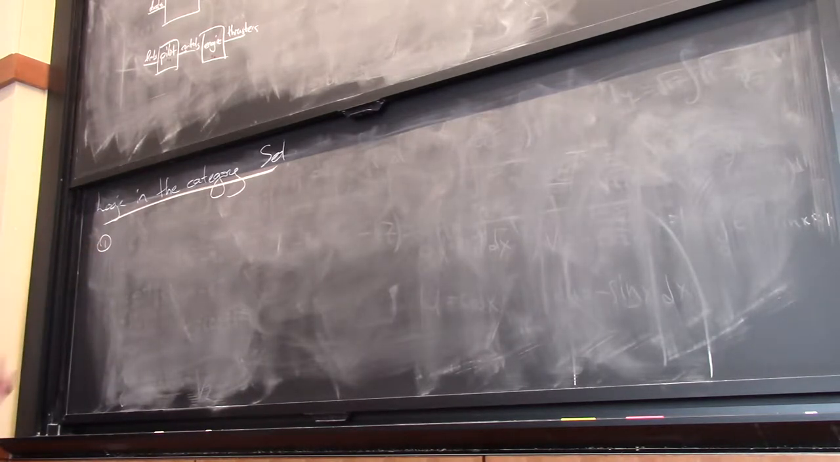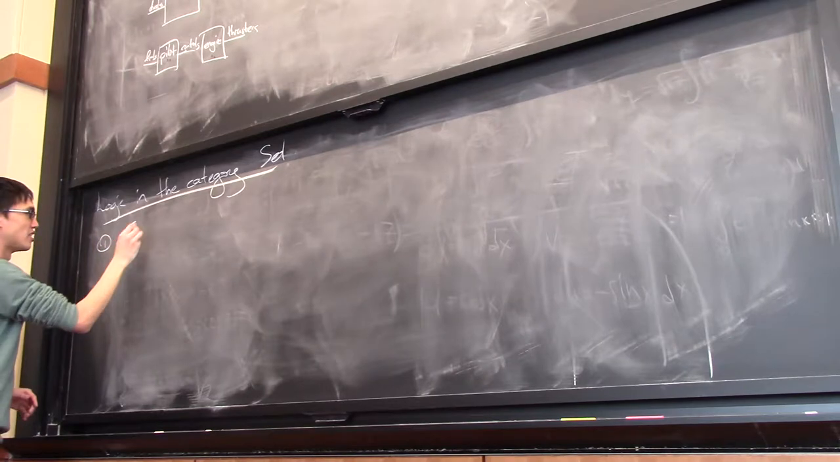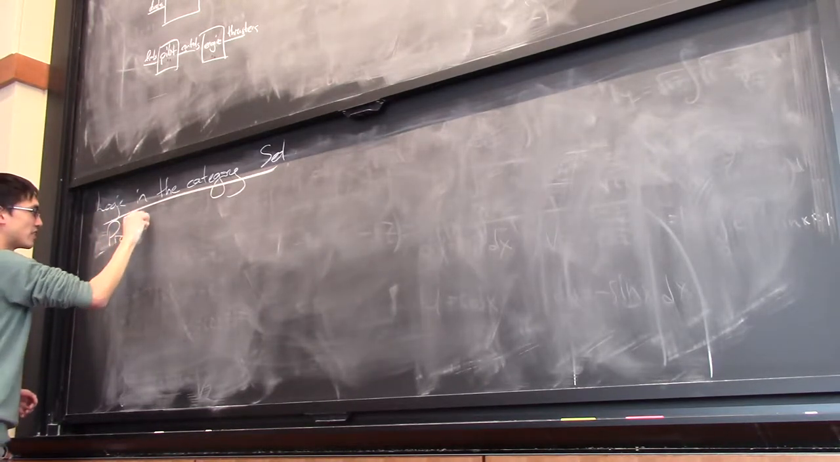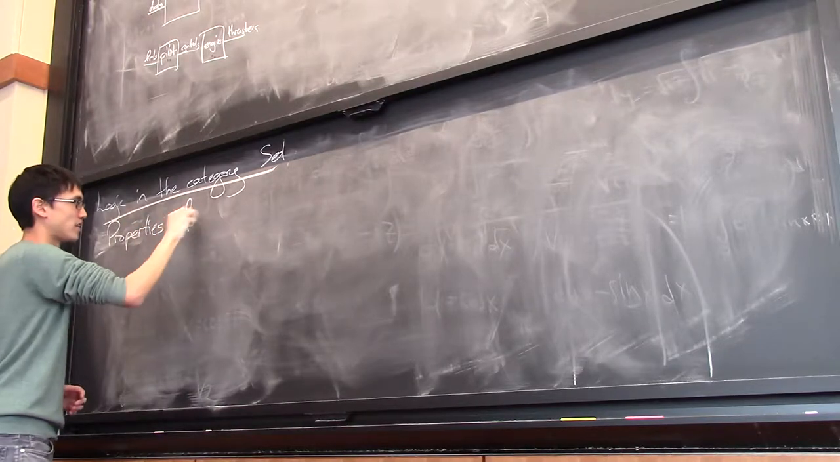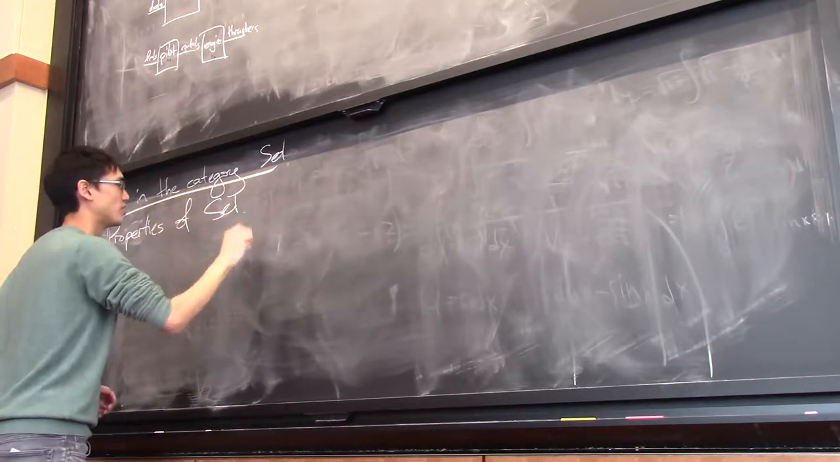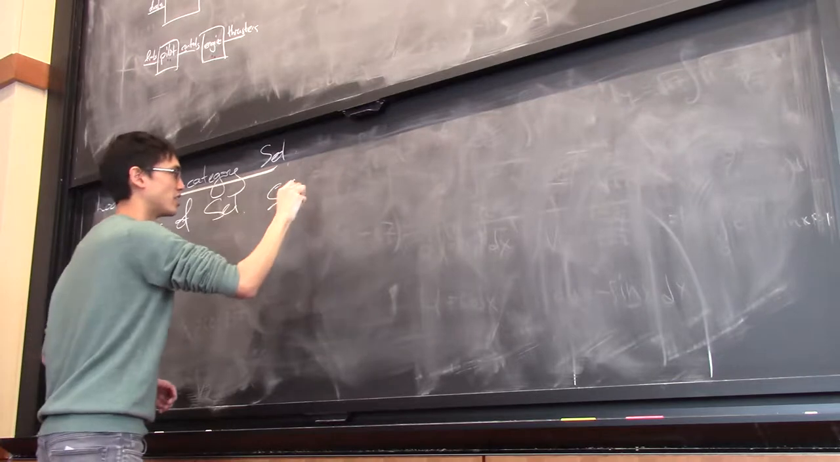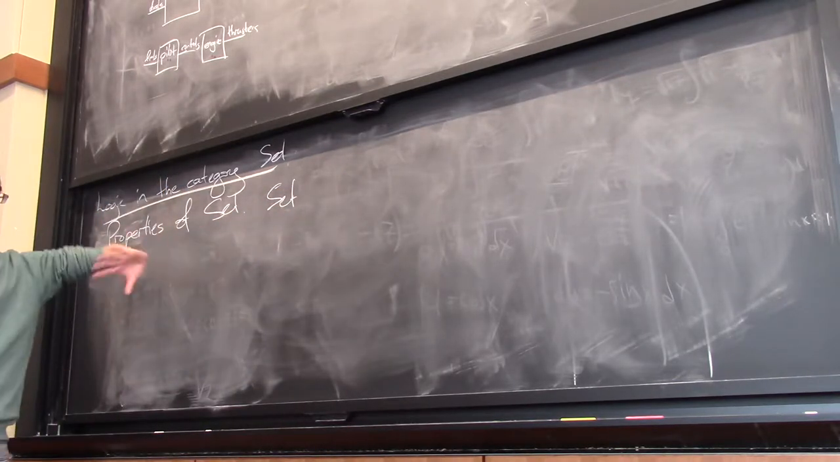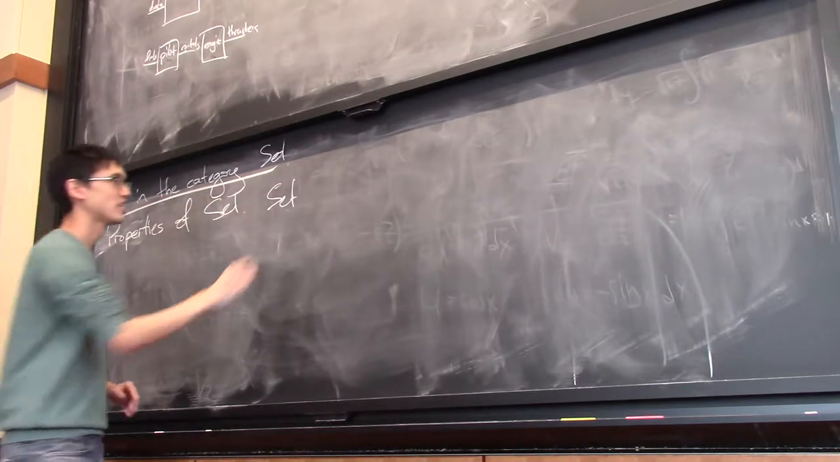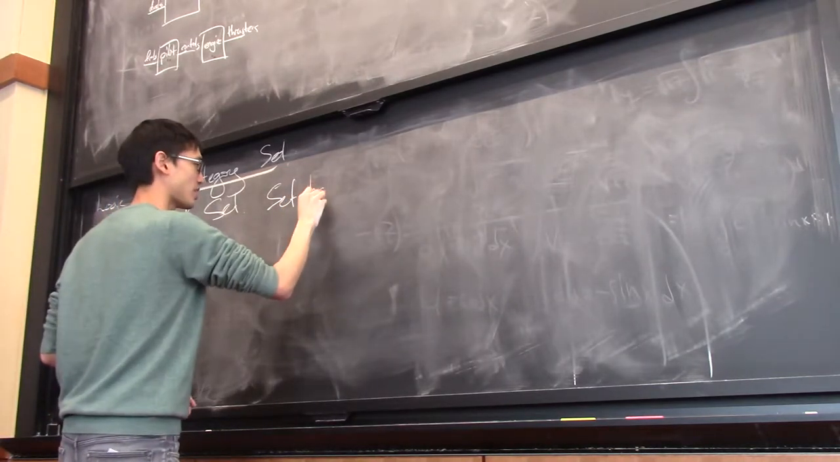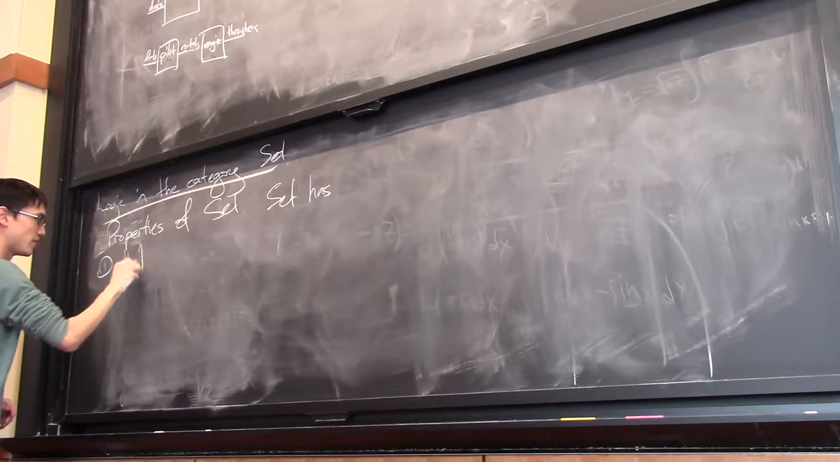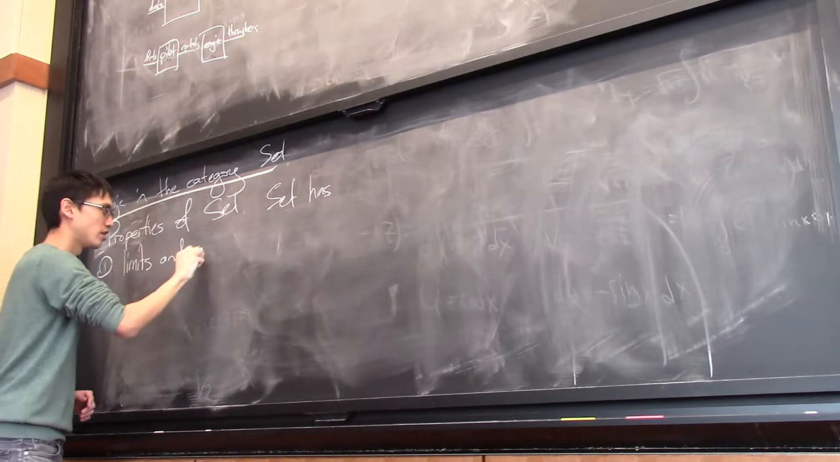So one property is that, properties or structures available in Set. So Set is the category where, I should remind you maybe, the objects are all sets, and the morphisms are functions. Set has finite limits and colimits.